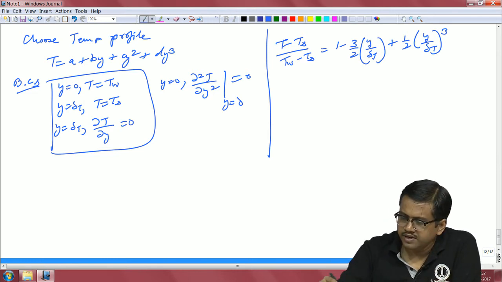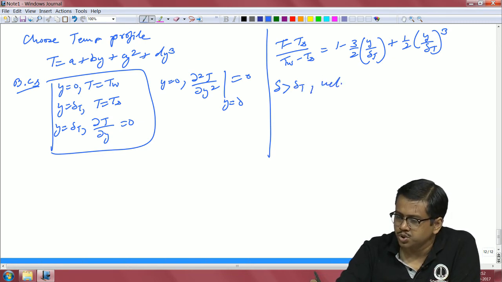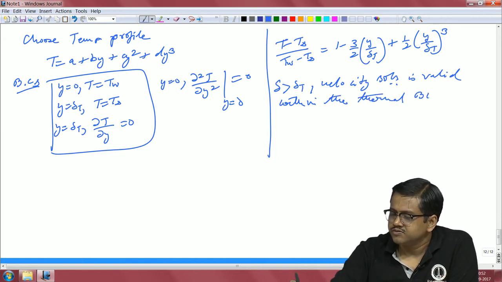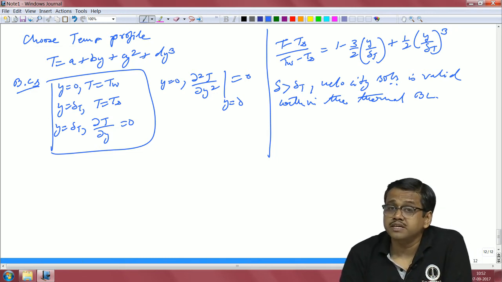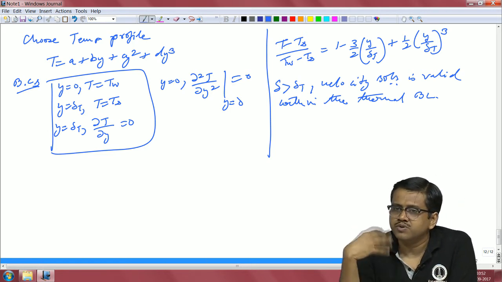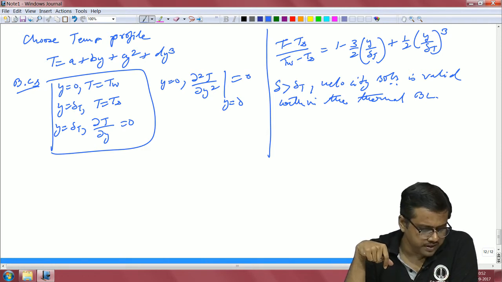Okay. Now, if delta is equal to delta t, the velocity solution is valid within the thermal boundary layer, right. That was the assumption that we made initially also, because it is a thick velocity boundary layer. So, whatever the velocity solution was is kind of imposed on this as well.